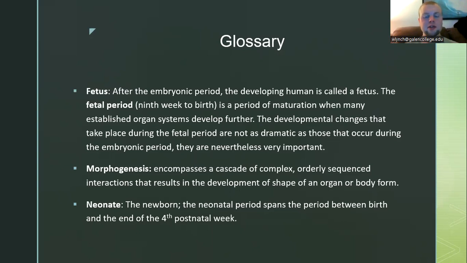A neonate is going to be the first postnatal period that we encounter, and that is going to be the definition of a newborn. So a neonate is going to be from the time of birth until about the end of the 4th week after birth. So the first month, roughly, of life.